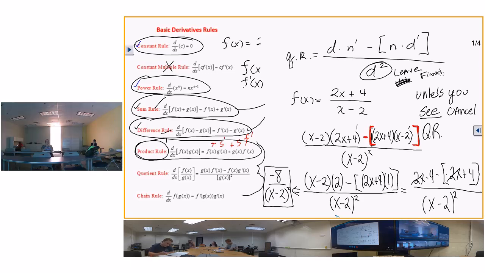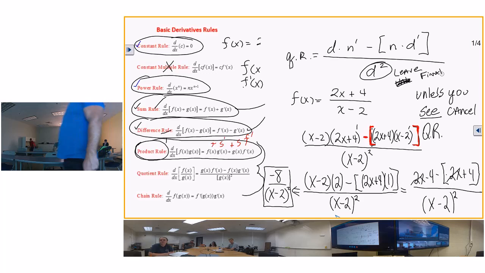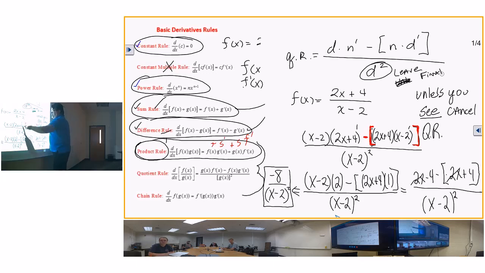Well, what about the step right there where it says x minus 2 parentheses and then parentheses 2x plus 4? With the red brackets? Yeah. That step right there, could you cancel out one of the x minus 2 at the top and the x minus 2 at the bottom? No. Because of this guy right there. You can't cancel.